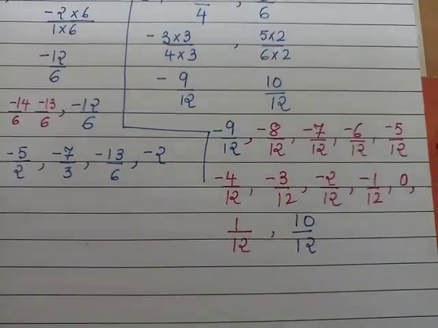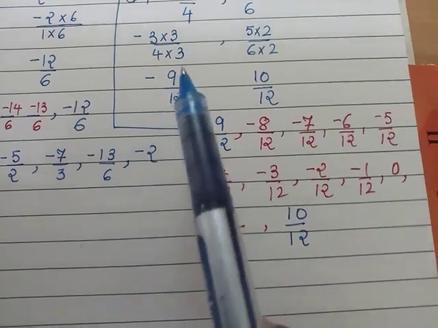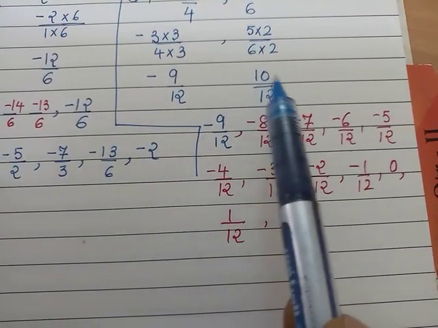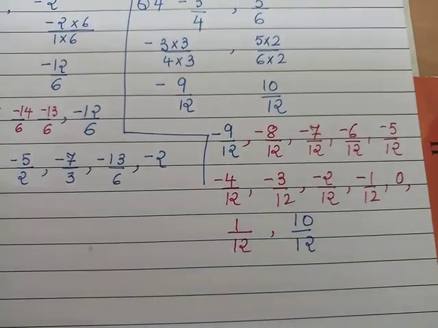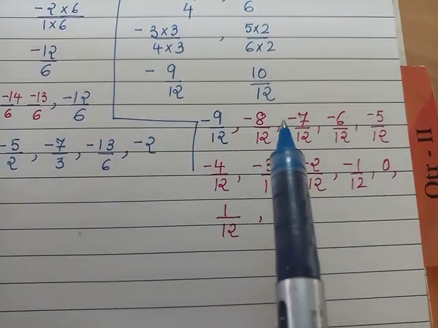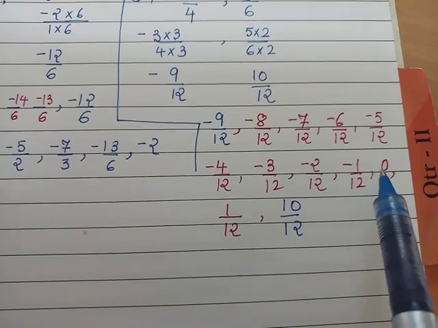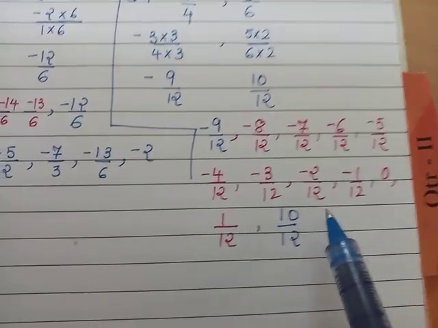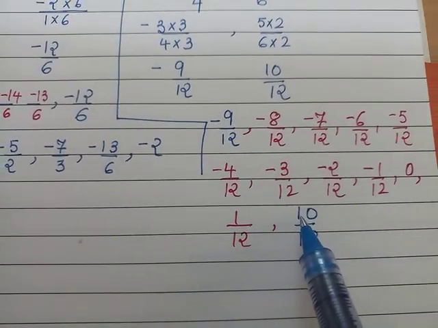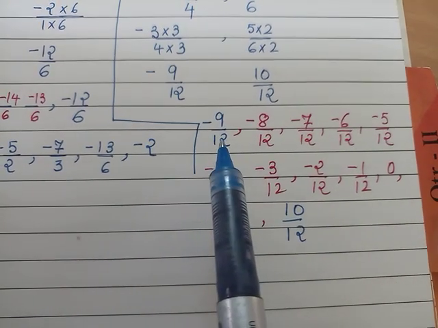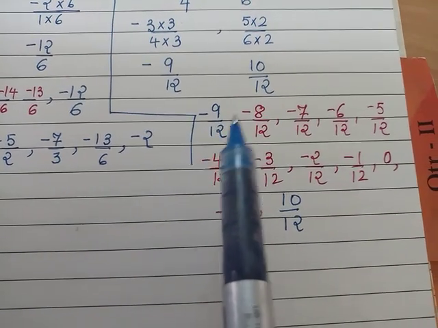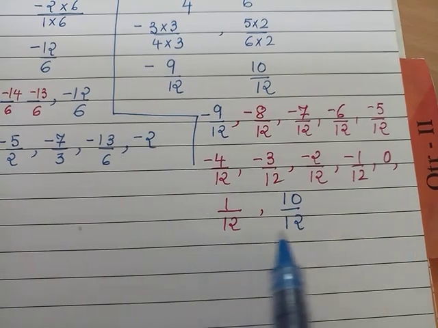See, here we did not multiply by any number because between -9 and 10 we already have this many numbers. We have -8, -7, -6, -5, -4, -3, -2. These are the 10, and again 9 more are there up to 10. So we got 10 rational numbers inserted between them.